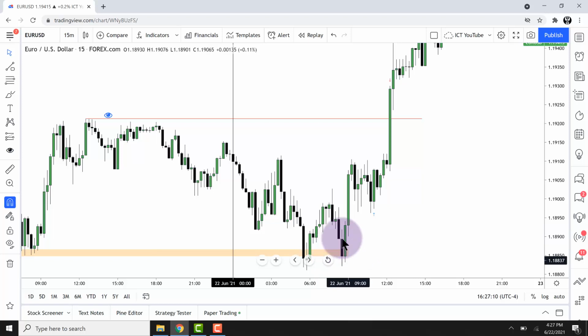The algorithm is giving the flash, if you will, that, hey, I'm respecting this PD array. What PD array is it? It's the hourly fair value gap. What kind of PD array is it? It's a discount. That means it's likely to do what? Reprice to a premium array. Well, at this moment right here, where's the nearest premium array? This short-term high. Then this short-term high. Then here. And then you have all the buy-side liquidity above here.